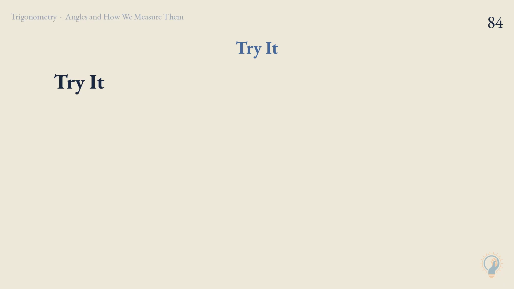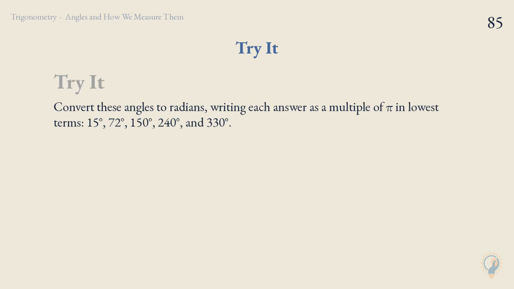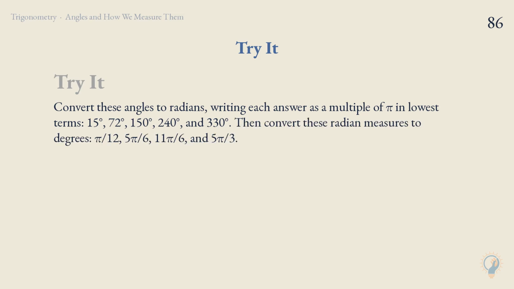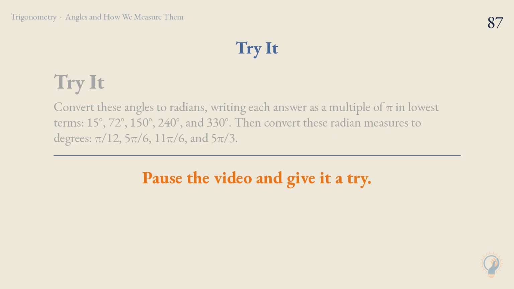Try it. Convert these angles to radians, writing each answer as a multiple of pi in lowest terms. 15 degrees, 72 degrees, 150 degrees, 240 degrees, and 330 degrees. Then convert these radian measures to degrees: pi over 12, 5 pi over 6, 11 pi over 6, and 5 pi over 3. Pause the video now and give it a try.